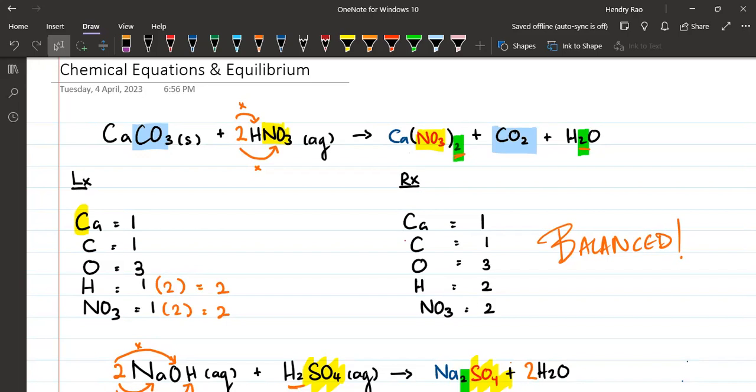Now, this is all I have to say for today. I hope this helps and clarifies a few more things. And this chemical equation and equilibrium is going to help you a lot with your calculation, especially when you want to see the mole ratios. This is going to help you.